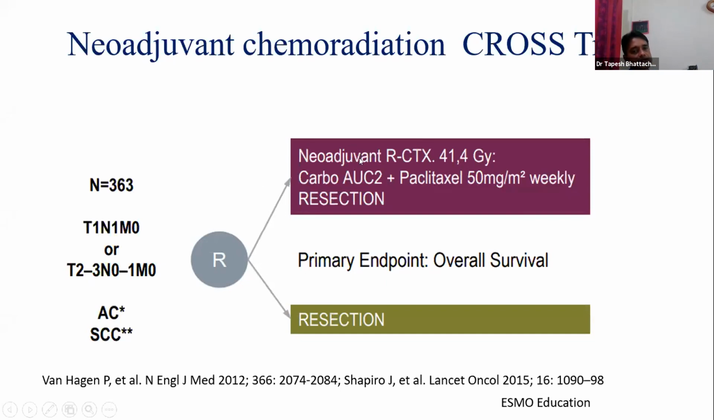The neoadjuvant arm contains radiation of 41.4 gray in 23 fractions at the rate of 1.8 gray per fraction. Concurrent chemotherapy was carboplatin AUC 2 and paclitaxel 50 mg per meter square weekly, followed by resection after 6 to 8 weeks. And the second arm was resection alone. What was the primary endpoint? Primary endpoint was overall survival.